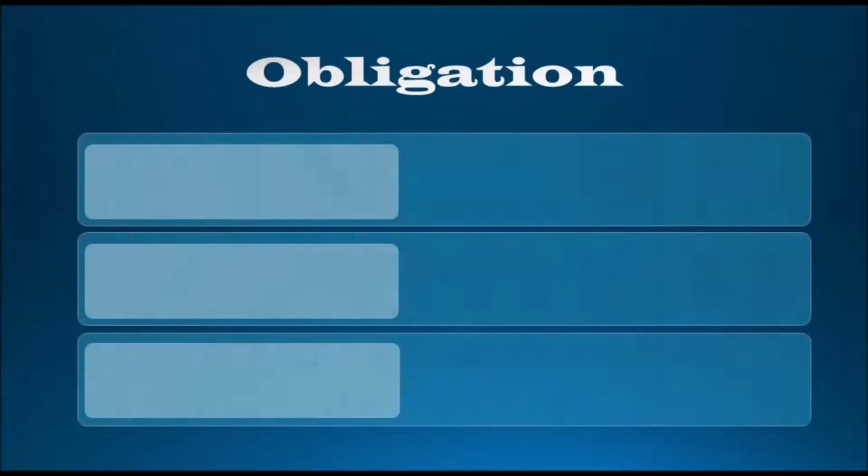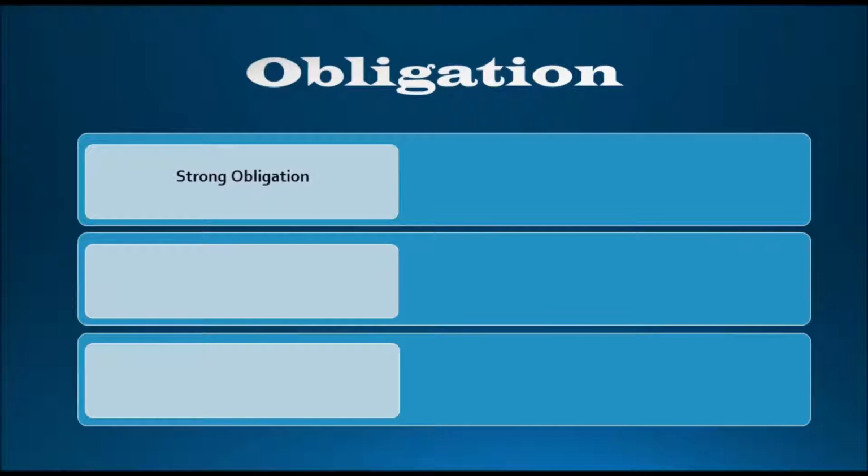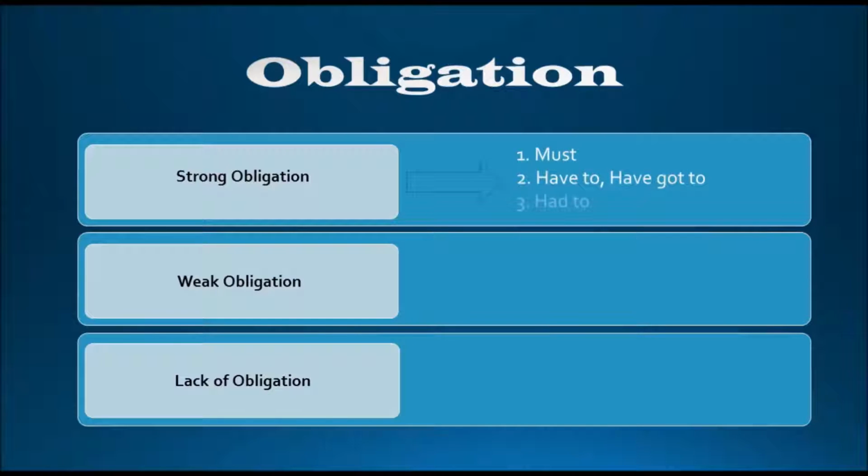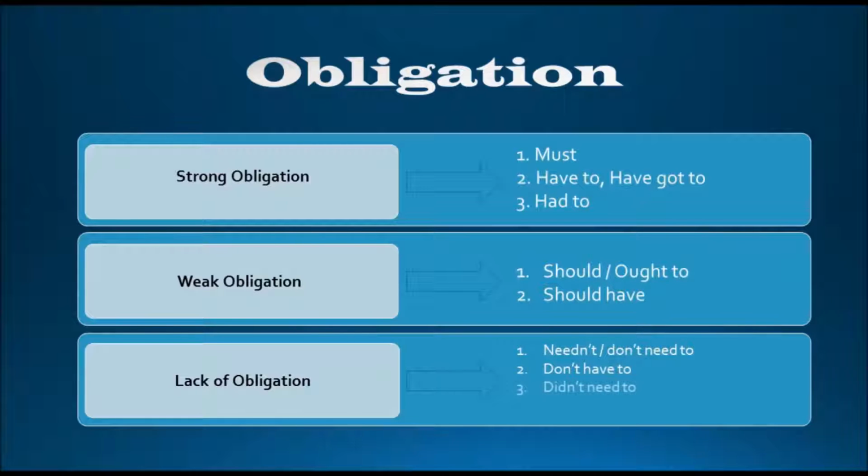So let's start. We have three separate groups. First group, strong obligation. Second, weak obligation. And third, lack of obligation. When we want to express strong obligation, we use must, have to, have got to, and had to. When we want to express weak obligation, we use should or ought to and should have. To express lack of obligation, we use needn't, don't need to, don't have to, didn't need to, and needn't have done.